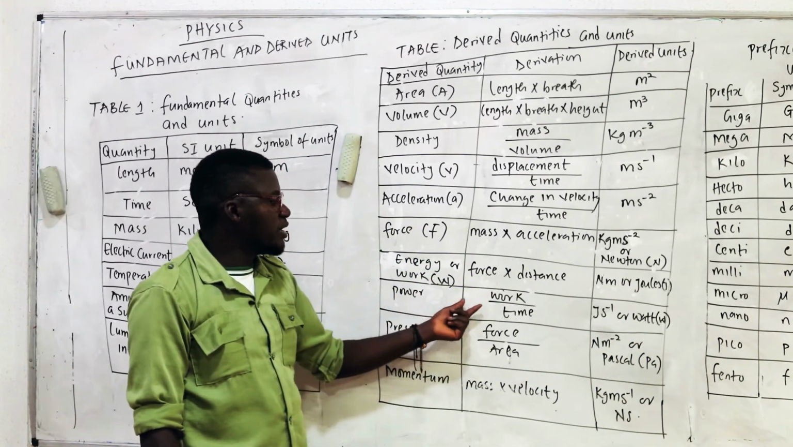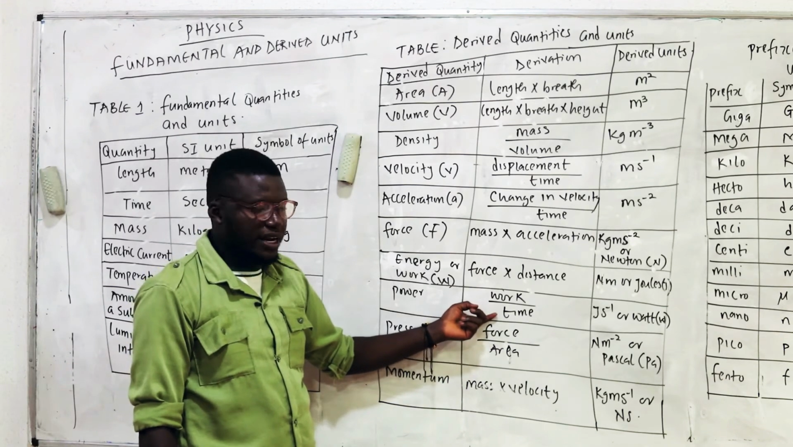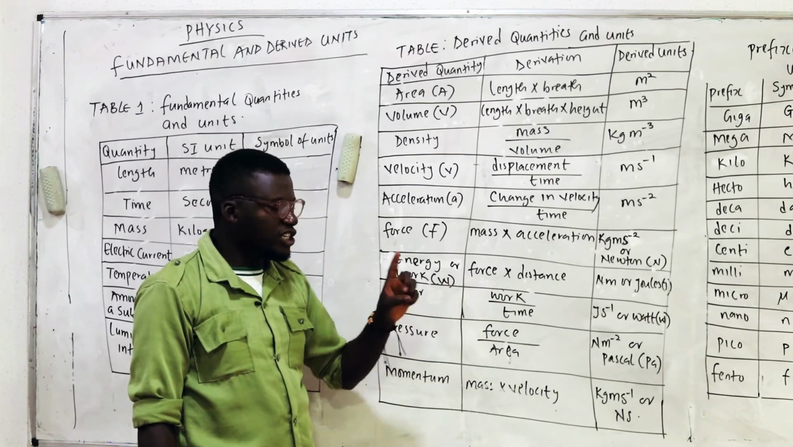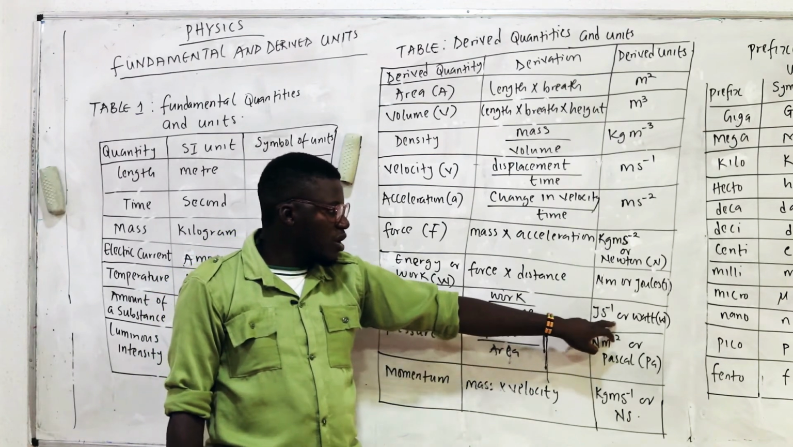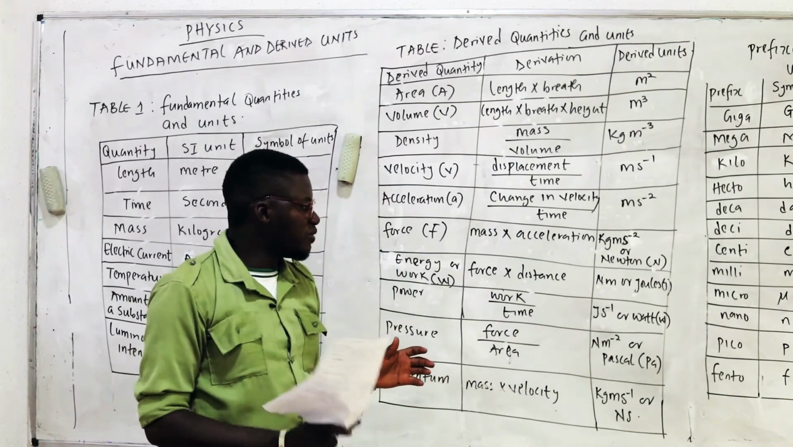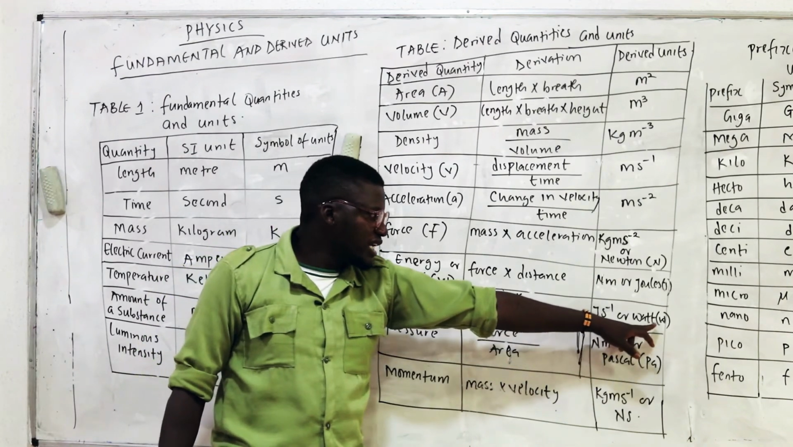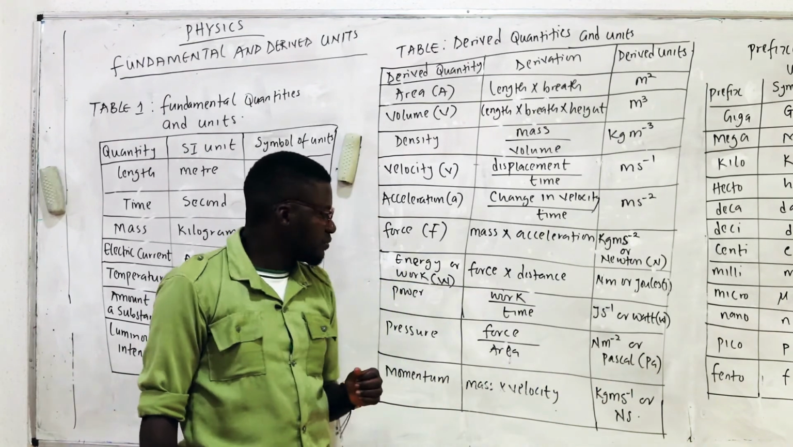So the next one is power. Power is simply work over time. My work is given in joules, while my time is in seconds. So I have it as joules per second, or the collective name for the unit of power is watt, which is denoted using capital W.